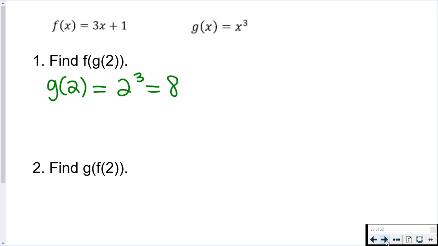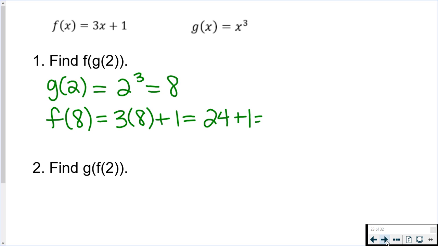Now this was f of g of 2. And so now that we know that g of 2 is 8, I can rewrite it. Instead of f of g of 2, I can write f of 8, since g of 2 is 8. And this notation means 8 is being plugged into f of x. So instead of 3 times x, we have 3 times 8. Don't forget the plus 1. That becomes 24 plus 1, which is 25.